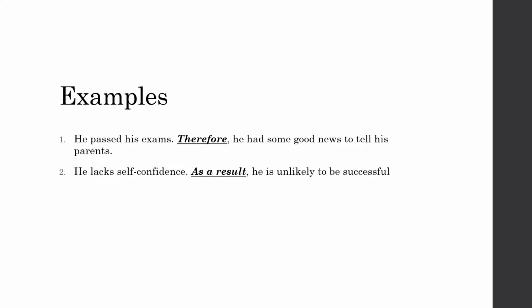In the second sentence, he lacks self-confidence. As a result, he is unlikely to be successful. As a result is a formal connector, usually in front position, and it is used to show that something is a direct result of earlier events.